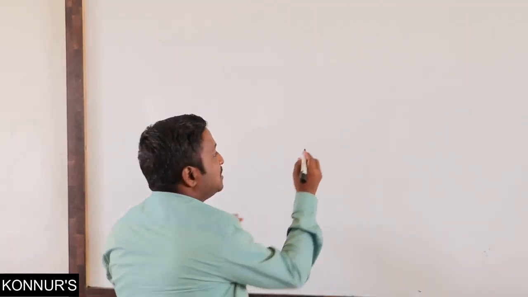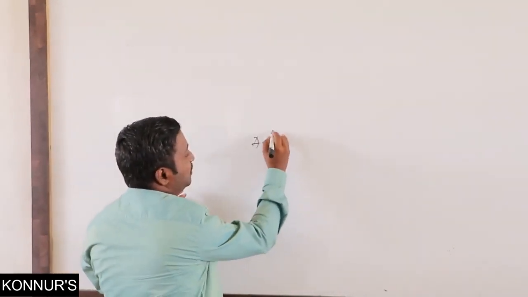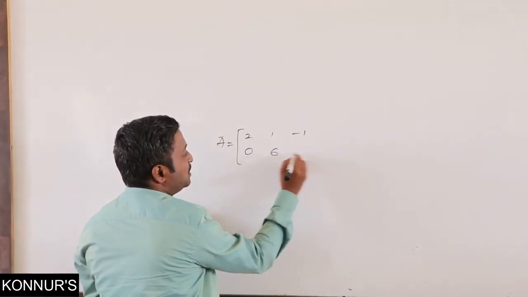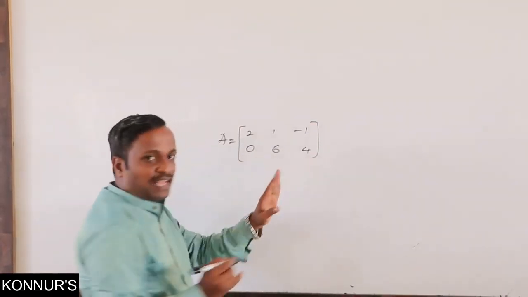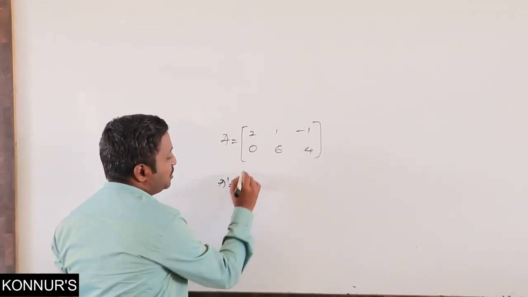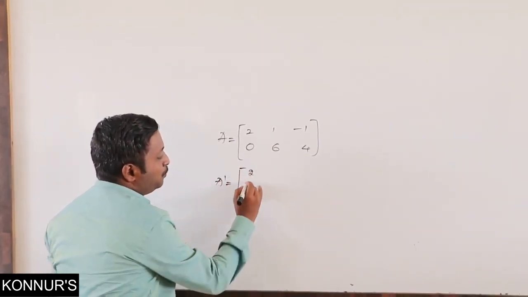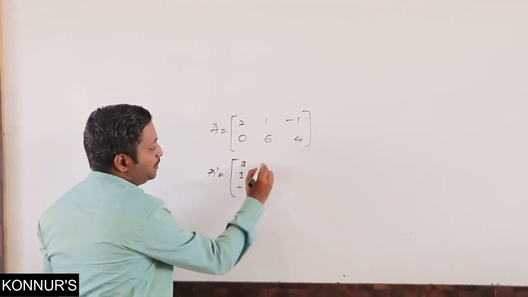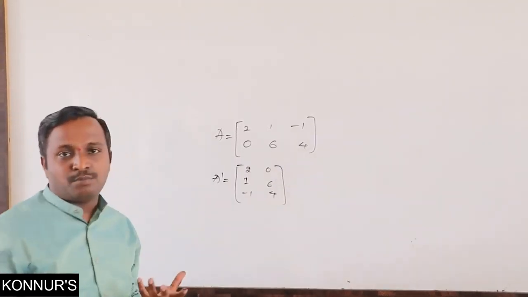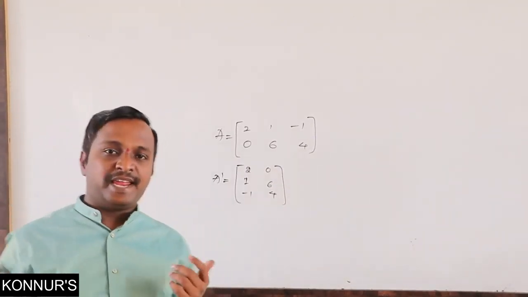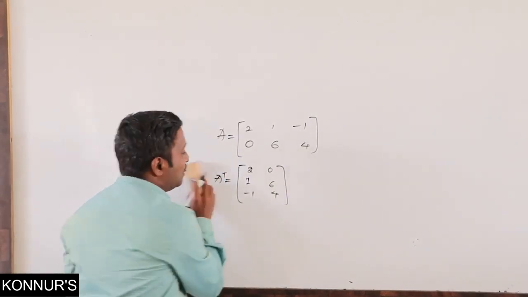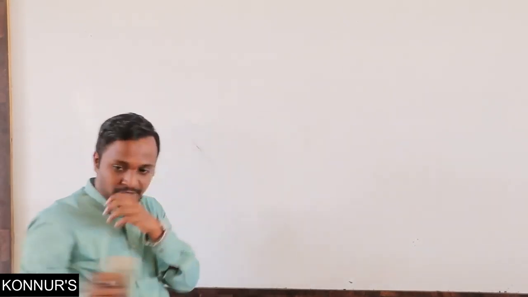If you interchange, say for example, take the matrix with rows 2 1 minus 1 0 and 6 4. This is a matrix. Then the transpose of the matrix, A dash, is given by 2 1 minus 1 0 6 4 rearranged. This is the transpose of a matrix, A dash or A transpose. You can write it like this also. Now we will discuss some problems related to that.